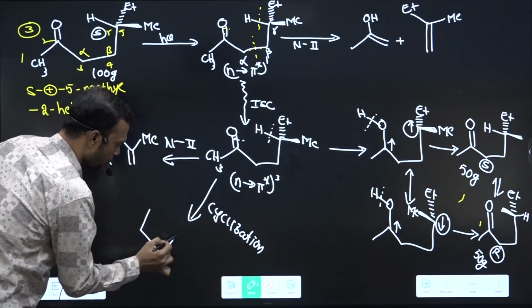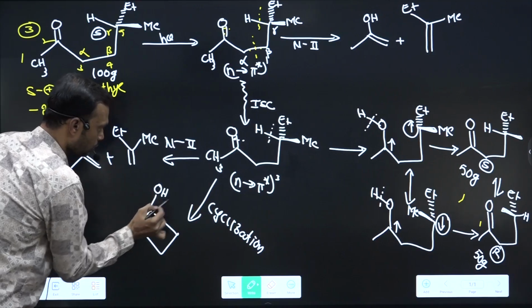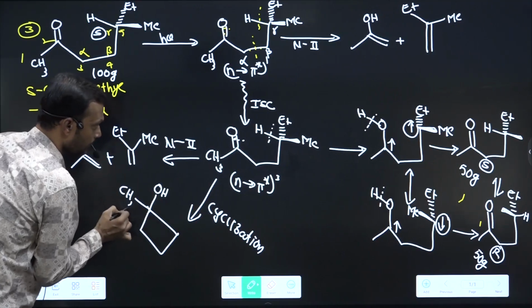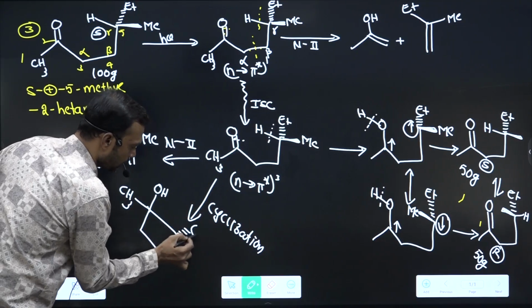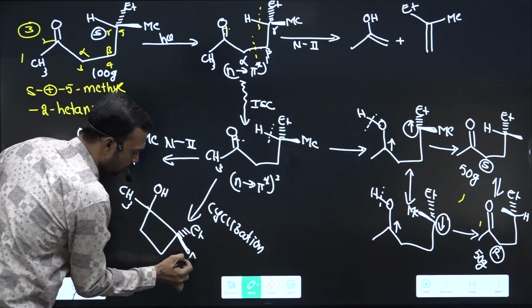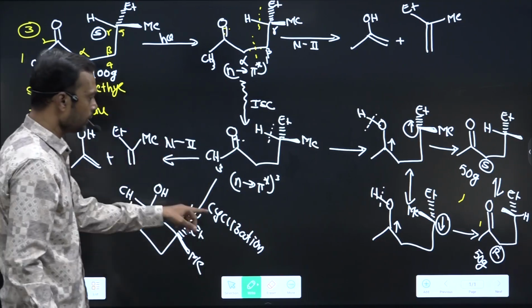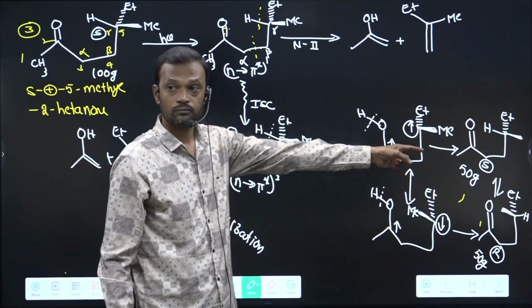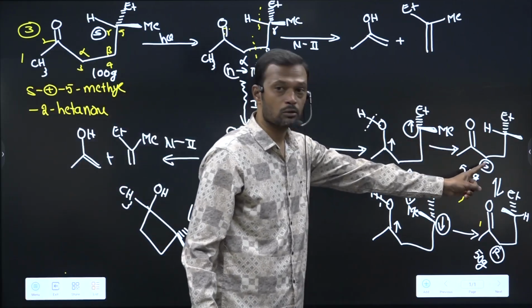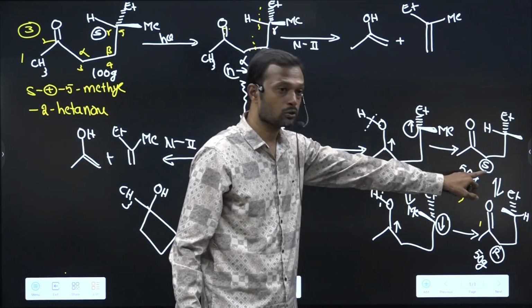Here I am writing 4 carbons. This carbon carries OH and this is methyl. And see, this carbon carries ethyl below the plane and methyl above the plane. See, how many products in total? 1. What is the first product? Reverting to the original molecule. So is it the original molecule or not?